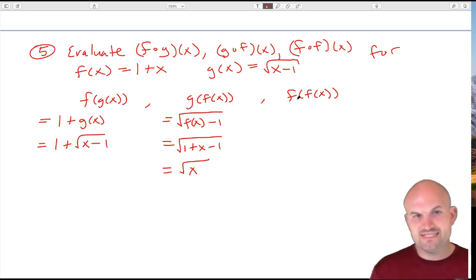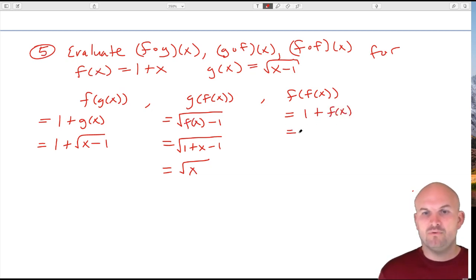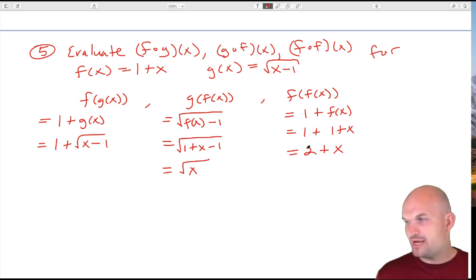And the last one is f of f of x, which is basically just plugging f of x into itself. So that'd be 1 plus, instead of g of x, in this case it's going to be f of x. Well, f of x again is 1 plus x, so therefore that can simplify into 2 plus x. And there you go, ladies and gentlemen. We are now finished with those 5 problems.